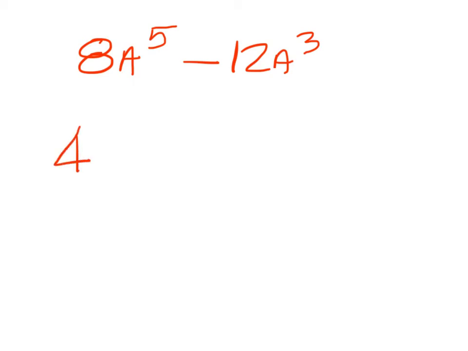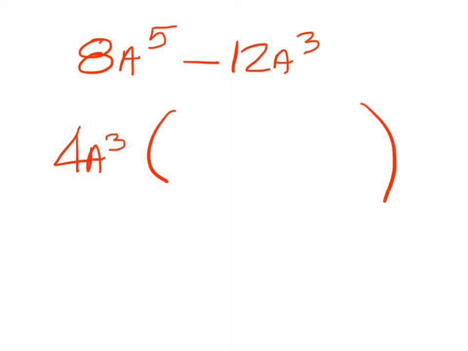Another example, 8a to the fifth minus 12a to the third. Concentrate on the numbers only. 8 and 12, what is the highest number that comes out of both? 4. And then concentrate on the a's. What's the highest power of a that will come out? 3, so a to the third.